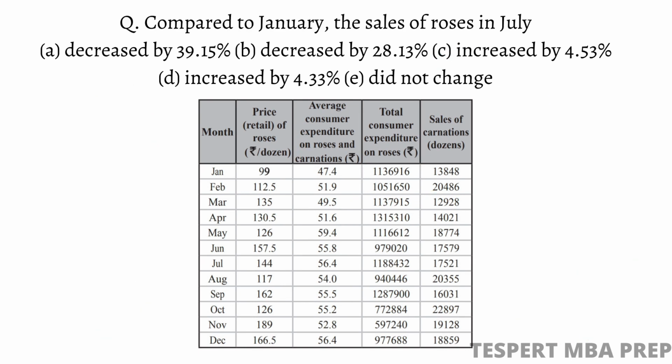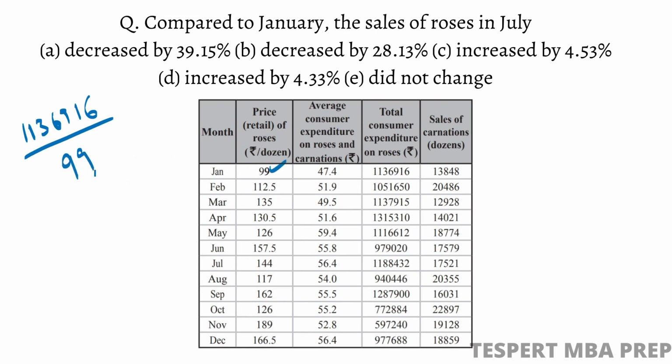Let's move on to the second question. Compared to January, the sales of roses in July increased, decreased, or did not change? Okay, so in order to calculate the sales of roses, we must first find out the number of roses sold, right? The number sold in January as well as in July. First calculate the value in January. We know the total expenditure on roses is 1136919 in January. We also know the price of roses per dozen is 99 rupees.